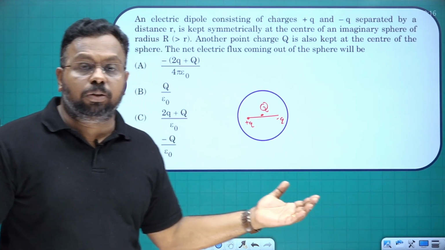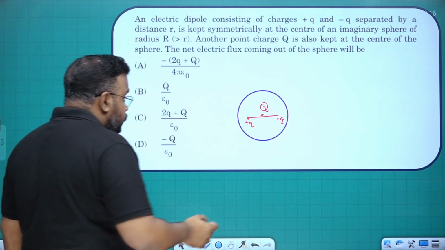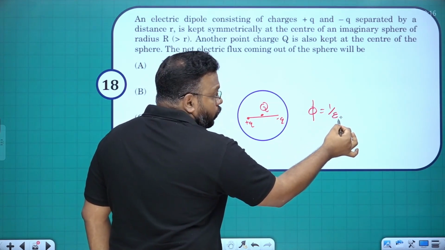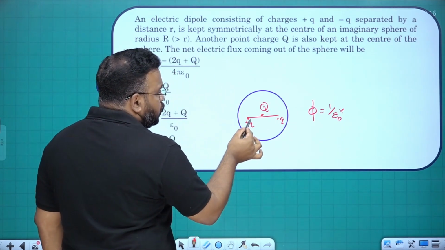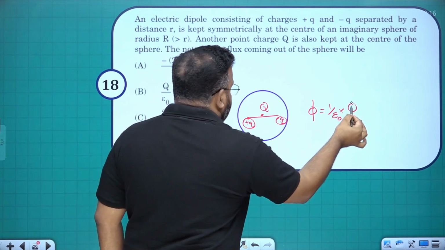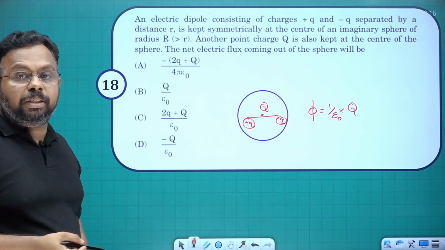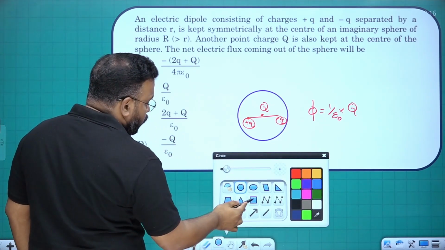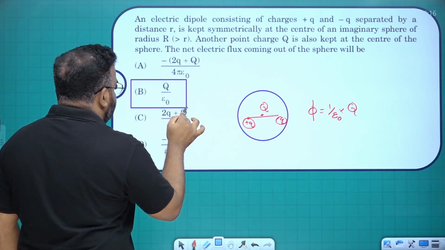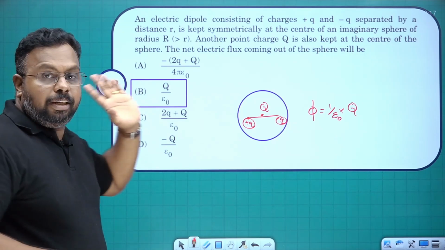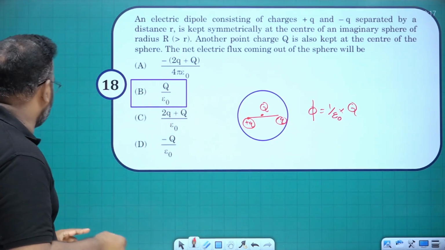Simple. Gauss theorem. Total flux is 1 by epsilon naught times the net charge enclosed. Phi is equal to 1 by epsilon naught times the net charge enclosed. This is plus q, this is minus q, which means their net effect will be 0. So the net charge is only capital Q. So the answer is 1 by epsilon naught into Q, that means Q by epsilon naught. This is the answer. Option B is the right answer for this question. Hope it is also clear.